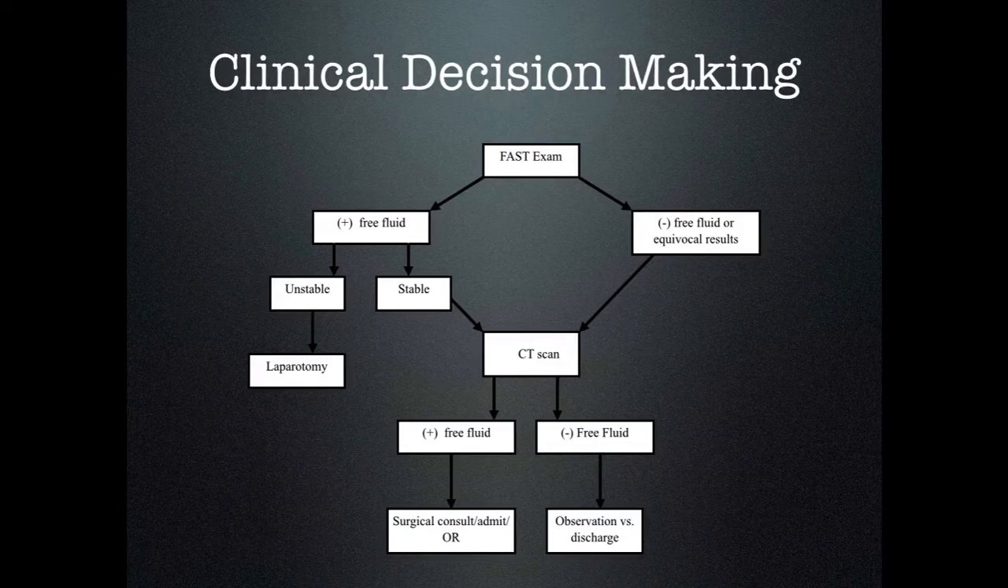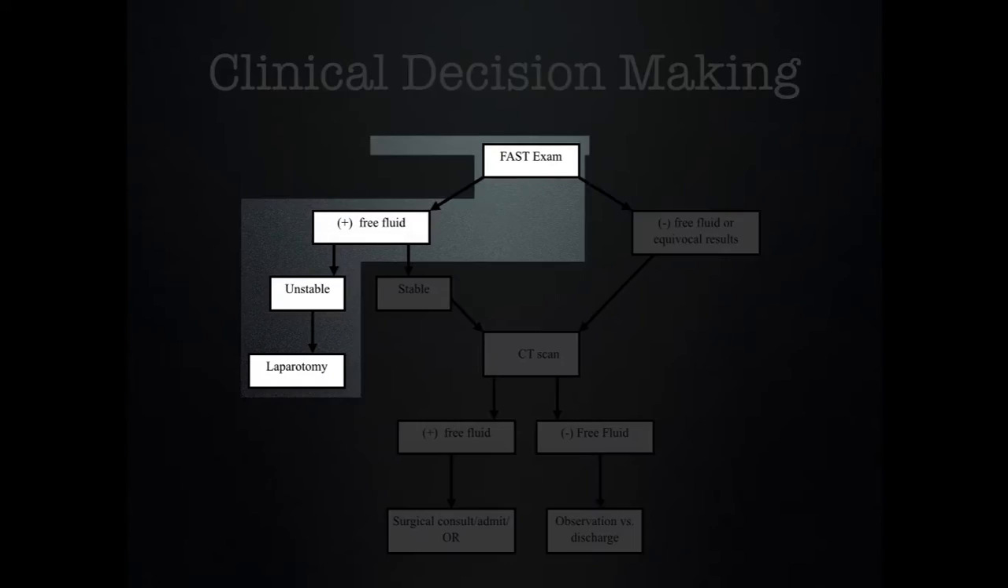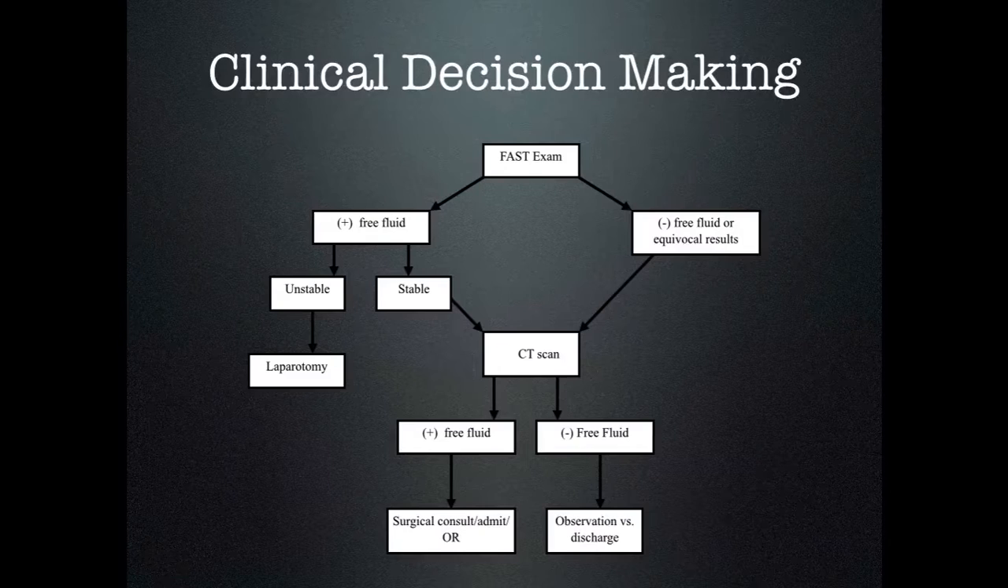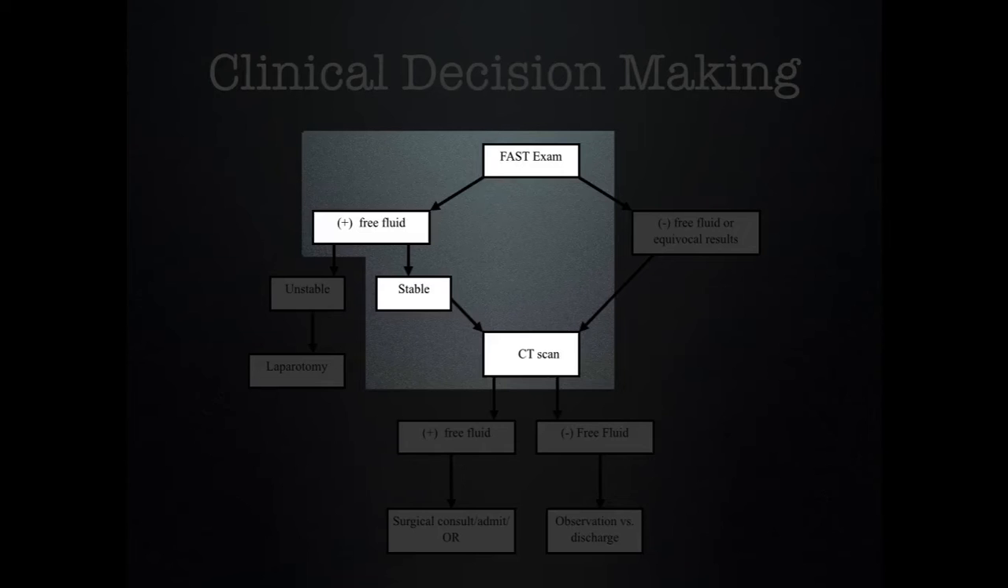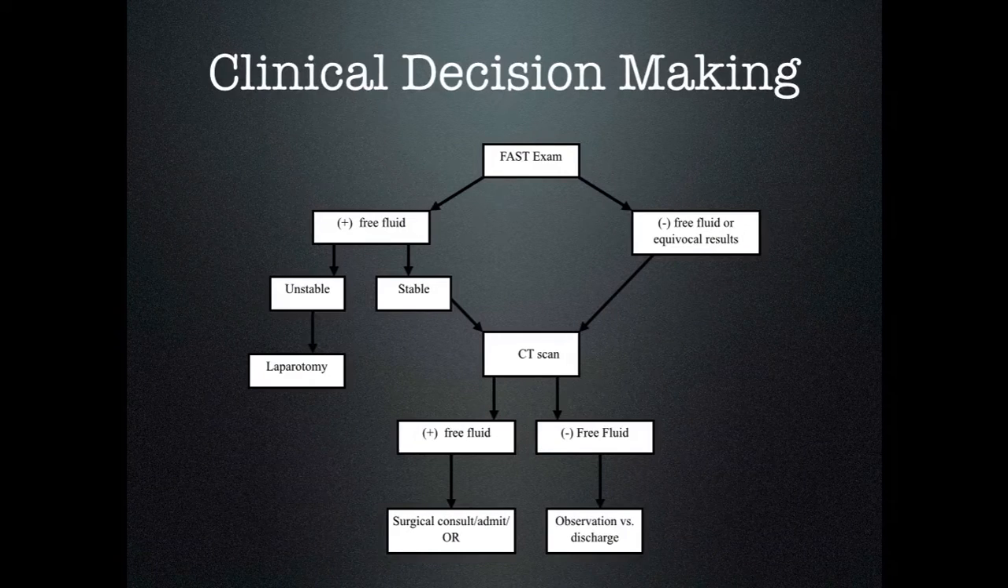A trauma patient comes in, you do a FAST exam. You find free fluid and the patient's unstable, you need to go to the OR. You find free fluid and the patient's stable, you still need to get a CT scan, but you're probably going to expedite that at this point. And then you're going to deal with whatever injuries you find. If you do a FAST exam and the results are equivocal or negative, you're still going to do a CT.